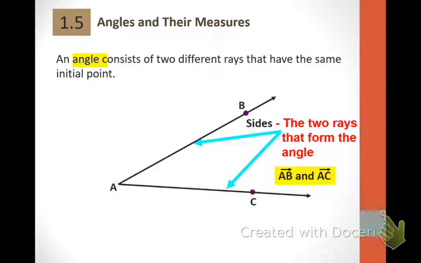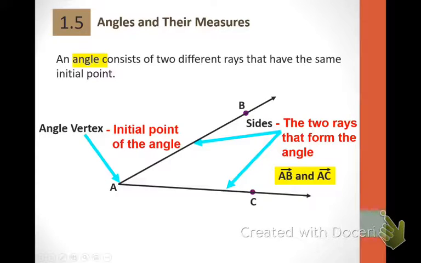So then the initial point, we don't call it the initial point. We call it the angle's vertex. So all you have to write for that is that it is the initial point of the angle. From now on, whenever you refer to this, you're going to call it a vertex every single time. What was vertex plural? Vertices. Okay, so there's a vertex of an angle.